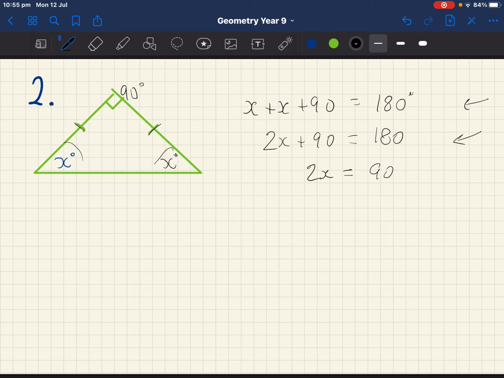That's two lots of x, or 2 times x. How do you get rid of a times by 2? We divide by 2, so 90 divided by 2. We end up with 45 degrees. And there we have it. We have found the size of our value x. That angle there, funnily enough, also this one here, happen to both be 45 degrees in size.